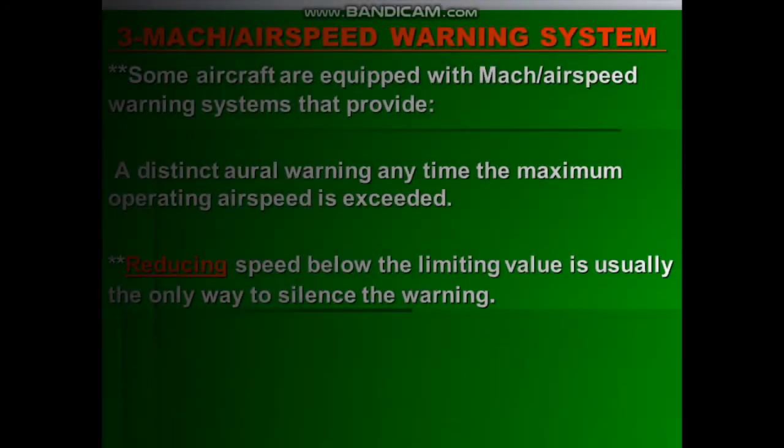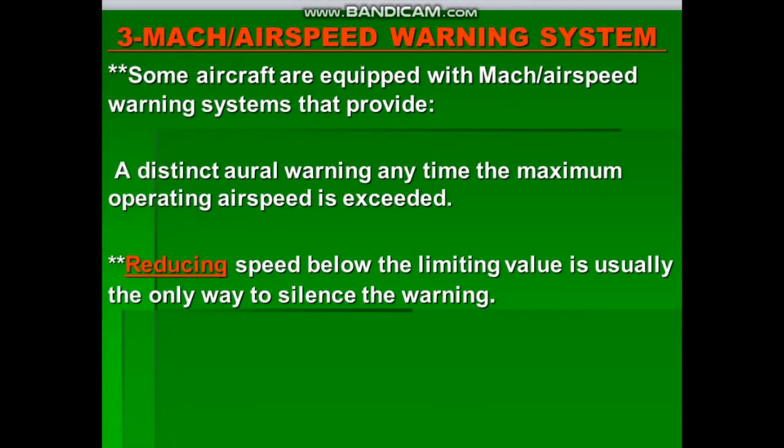The third thing we will talk about is the Mach warning system or airspeed warning system. Some large aircraft are equipped with Mach airspeed warning systems that provide a distinct aural warning anytime the maximum operating airspeed is exceeded. To prevent the warning, we reduce the speed below the limiting value, and this is usually the only way to silence the warning.